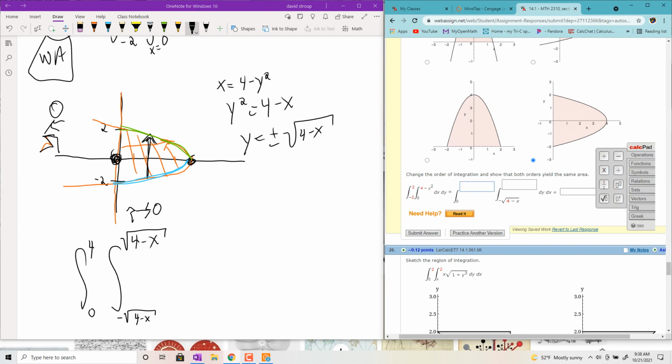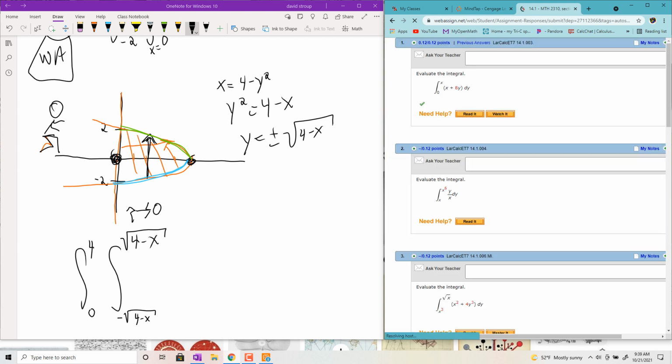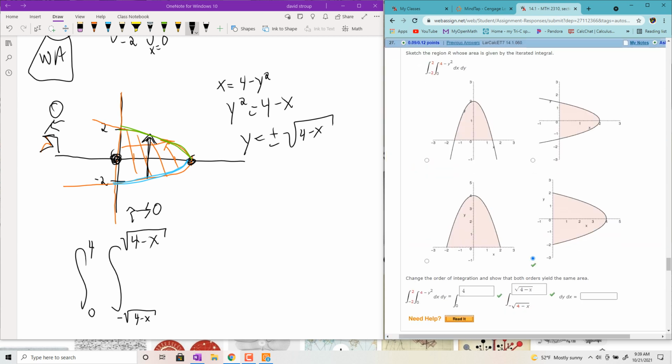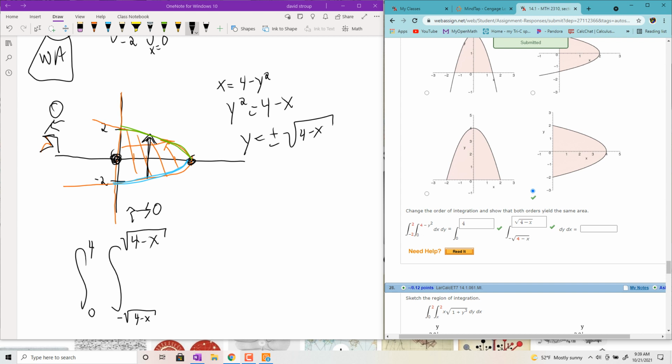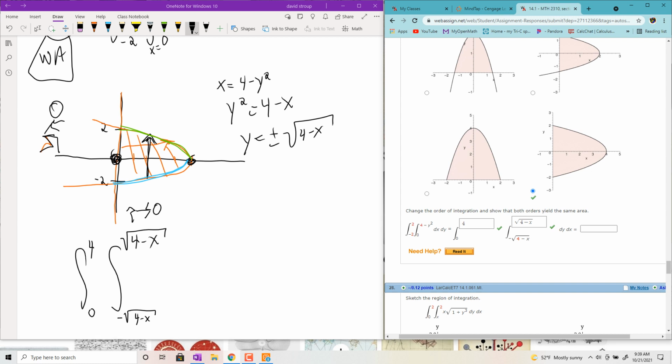Okay, so let's see if that's right. 0, 4, and then yeah, looks like it's going to be right. Square root 4 minus x. And I think you could always check it and it's not going to count against you, like if you didn't put in one of the answers. It doesn't really mark it wrong. That way you could check to see you got it set up correctly and go from there, right?